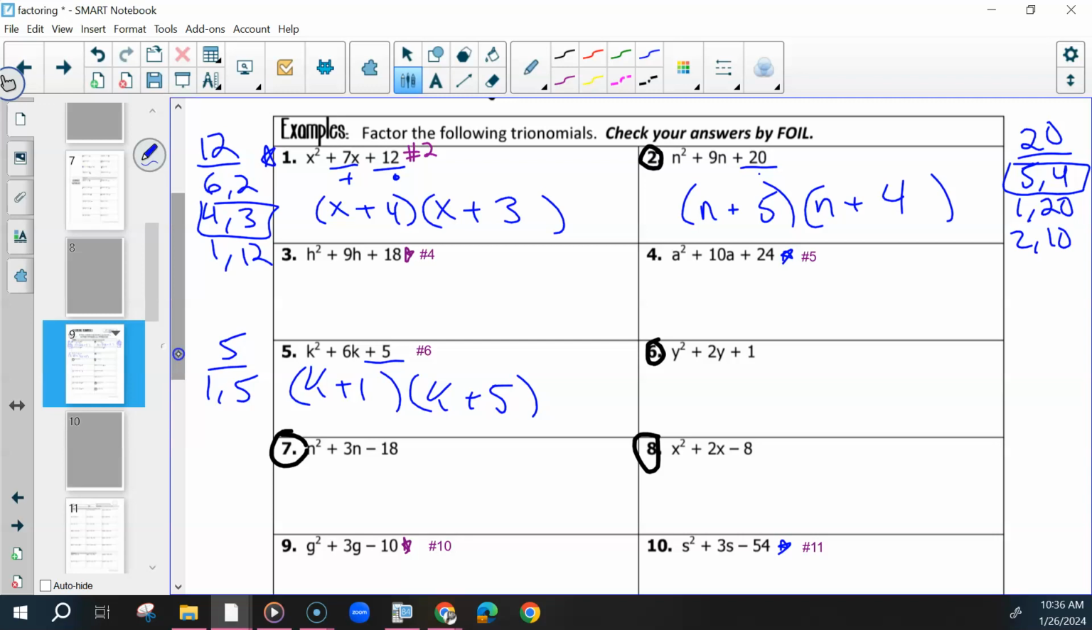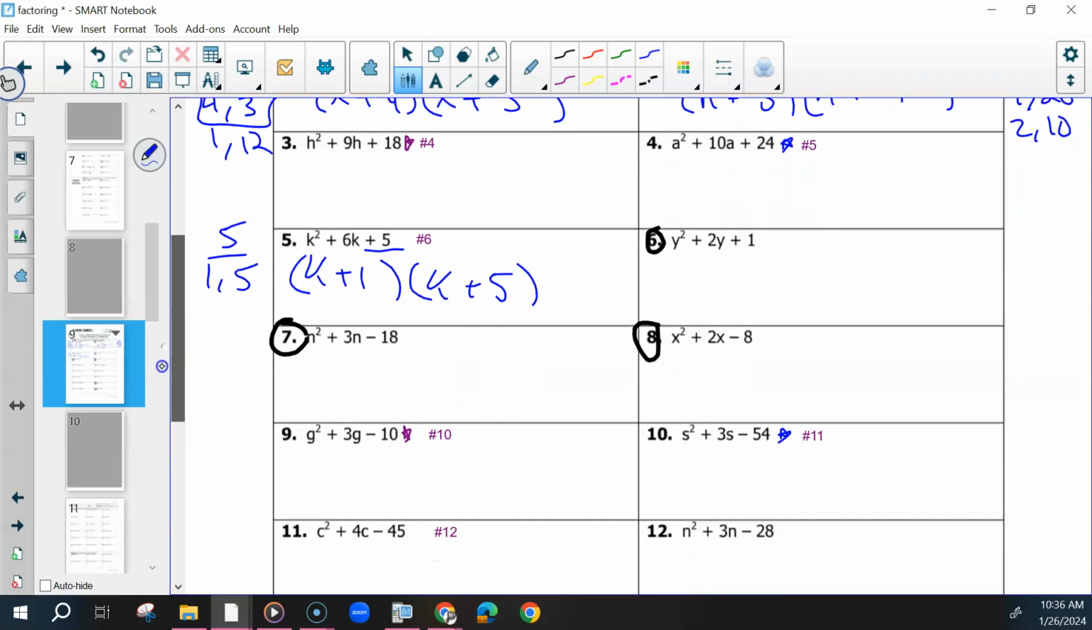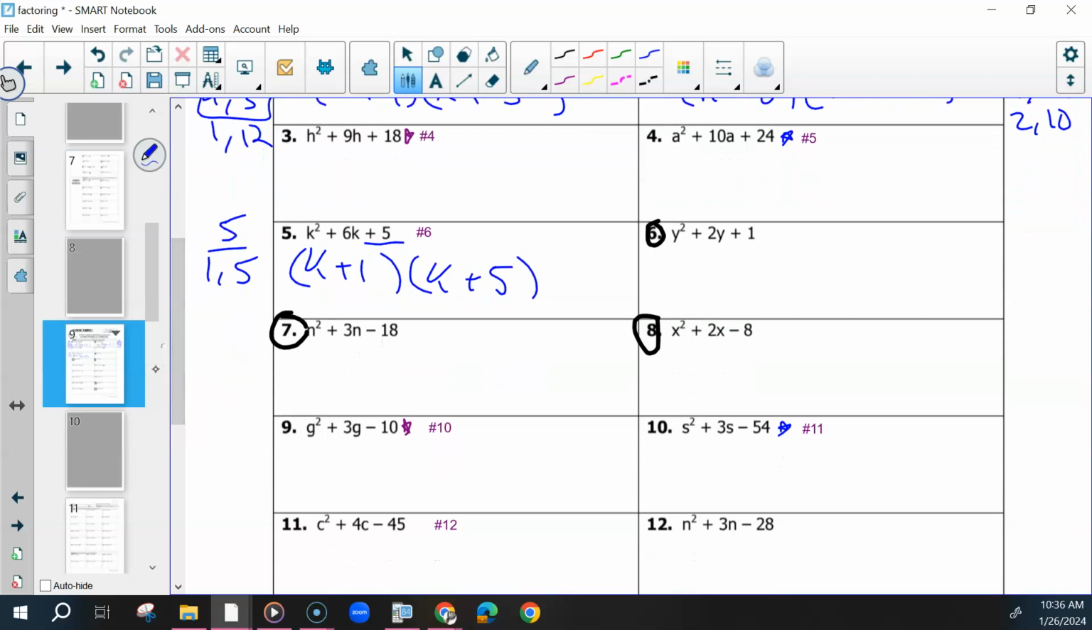So then let's look at number 7. Same process, but it's a little different because of that negative. So disregard the negative for a second. Still find two numbers that multiply to be 18. 9 and 2. 18 and 1. 6 and 3. I think that's it. This 4 wouldn't work.